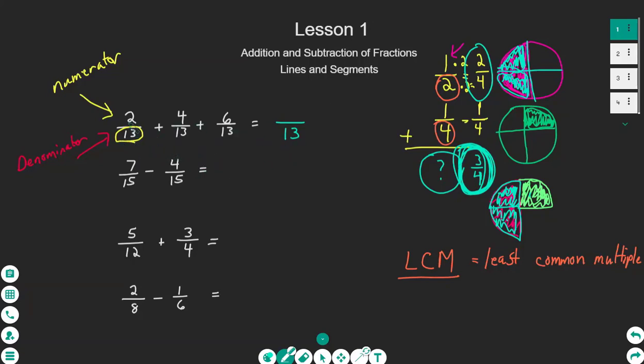All right. Then all we do is add the numerators. So 2 plus 4 is 6. 6 plus 4 is 12. So we end up with 12 pieces of a pie that's cut into 13 pieces. Okay? Very straightforward. Now let's take a look at this next one.